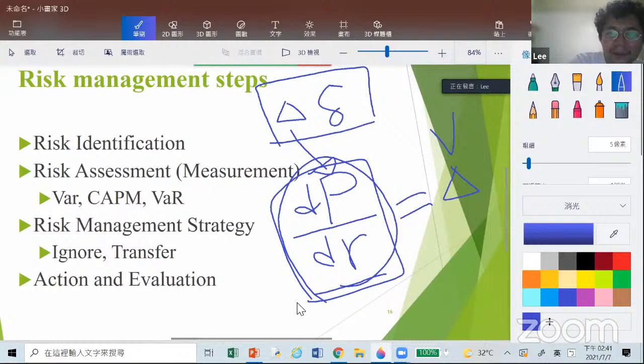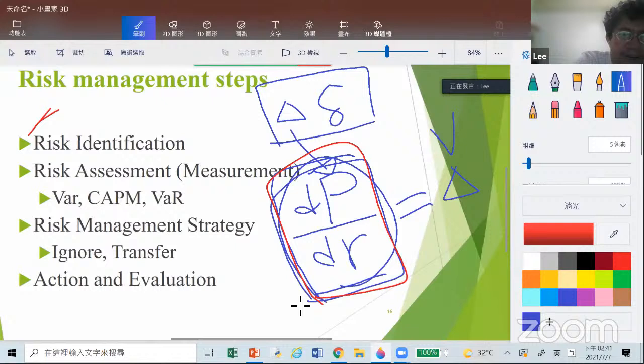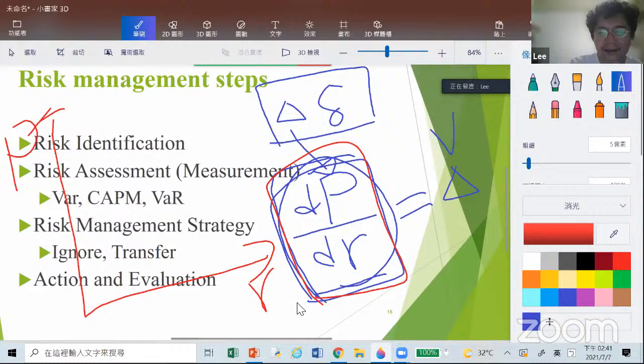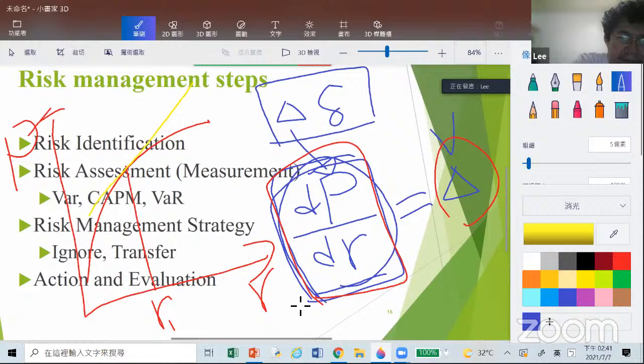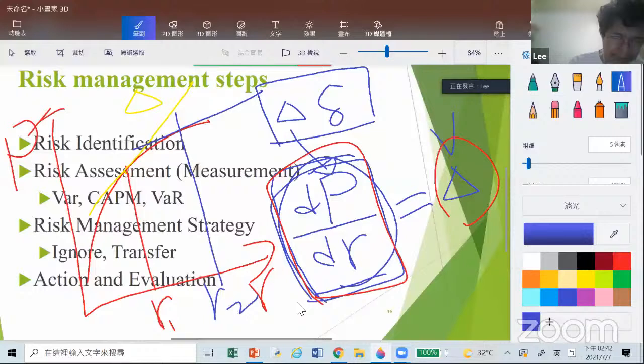But as we know, this is the slope, the function slope. For example, here, this is the portfolio's value, and this is the interest rate. The value may be just like this, and the delta means now the interest rate is here, so based on this, I can get the delta here. I just base on this to plan the hedge ratio. But in fact, you will find that if the interest rate increases to here, to R2, the delta is not the same.